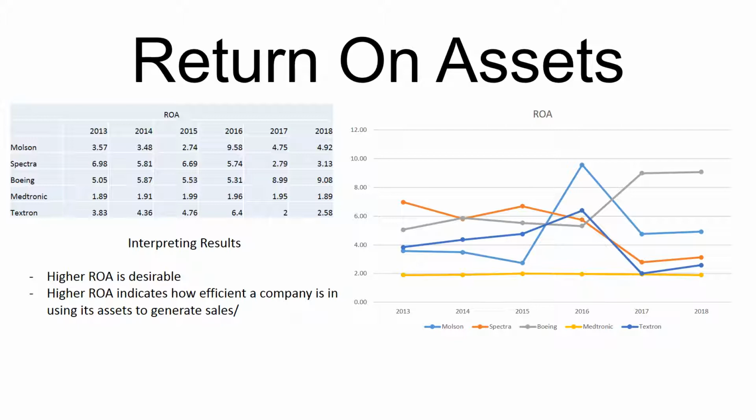Second to Boeing, I would say it will be Molson again. We can see that Molson is increasing back and forth, but ultimately increasing over time. In 2013 it started with a return on assets of 3.57, then it skyrocketed in 2016 to 9.58, and lowered to 4.92 in 2018, but still an increase from 2013 to 2018. So I would say Boeing definitely has the highest ROA and Molson is the second highest.